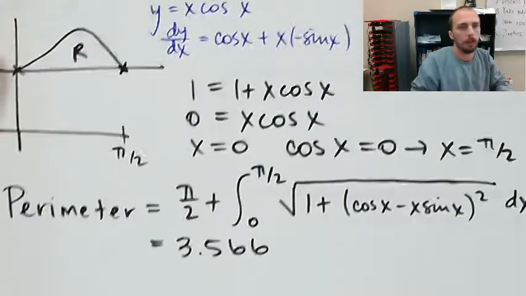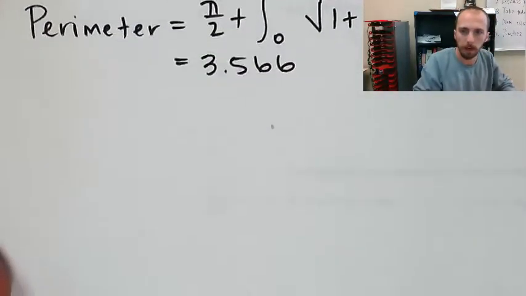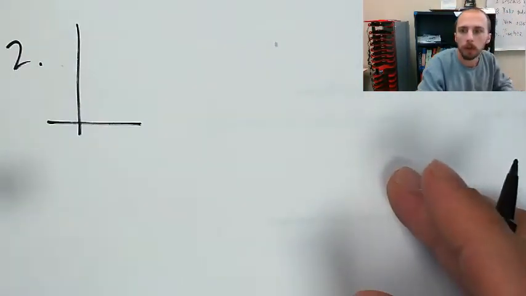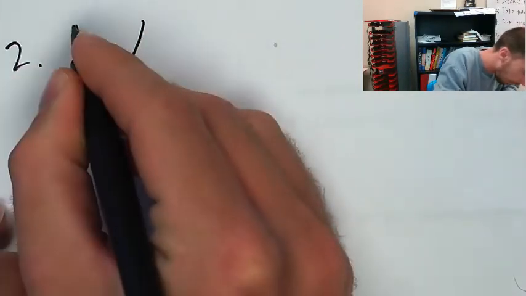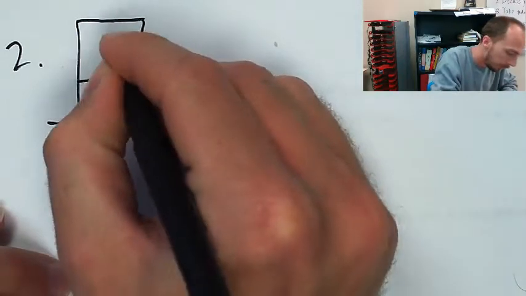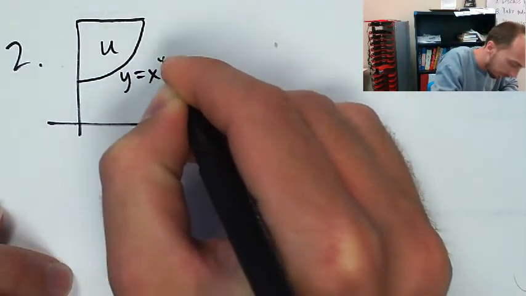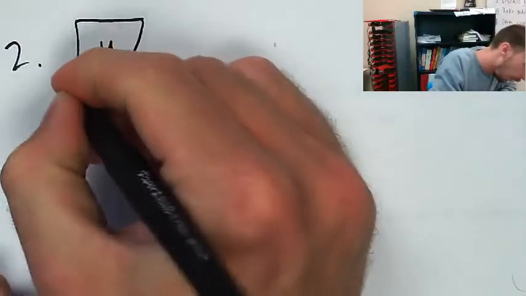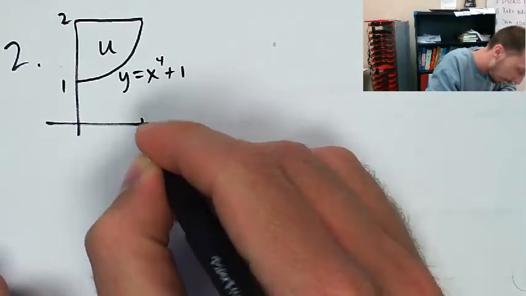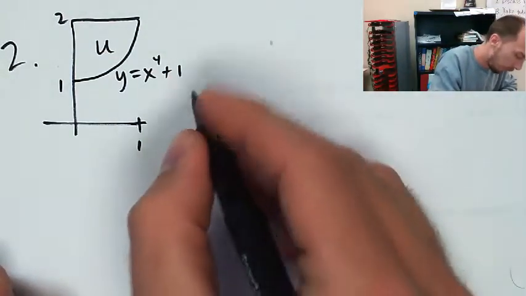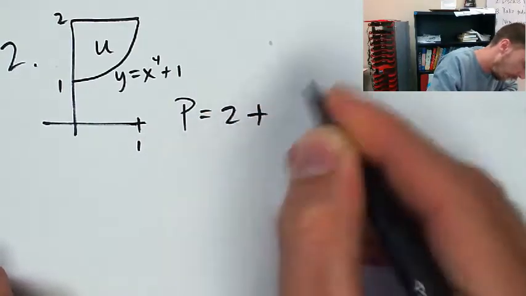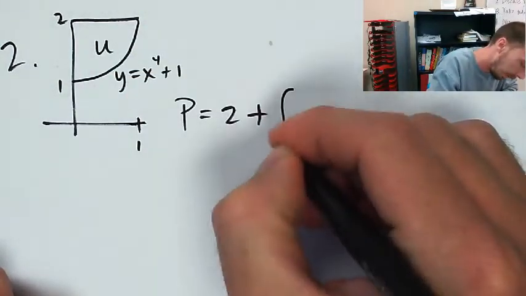All right. Number 2 is to find the perimeter of region U, and I'll just give you a little sketch of region U. Region U kind of starts up here at 1. That's x to the 4 plus 1, and it just goes over 1. This is 1, and that's 2. This is right here, x equals 1. So this has a width of 1 and a height of 1. So I'm looking at perimeter equals 1 plus 1 plus the length of that curve.